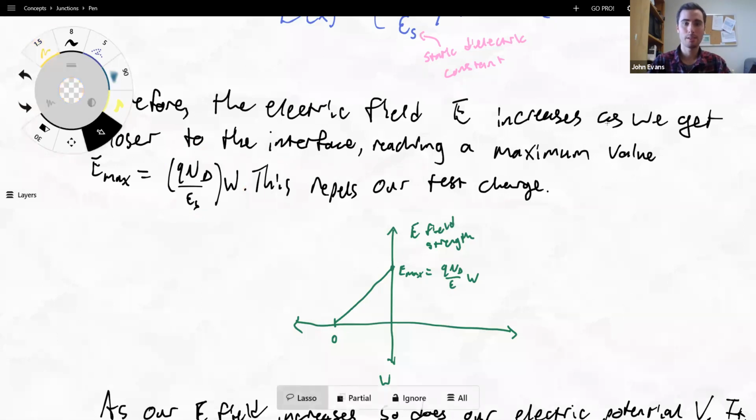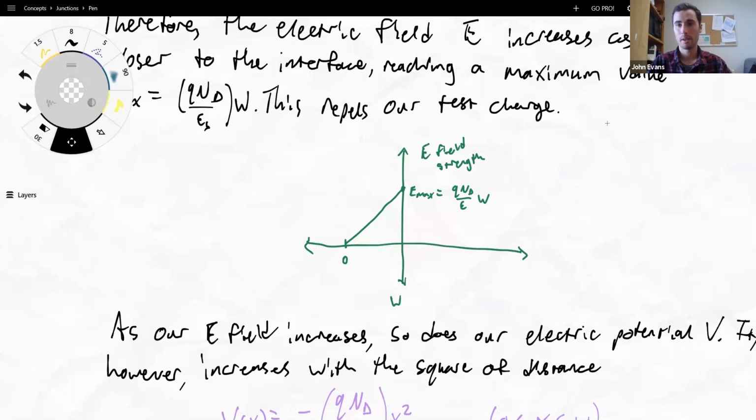And remember, this is repelling our test charge. So as our charge is trying to go through this region, it's having a hard time. And not only is it having a hard time, because the electric field strength is going up as we get closer to the interface, it's getting more and more difficult for the electron to move towards the interface as it keeps going. The positive charges from our ionized dopants are going to keep pulling it back harder and harder and harder.